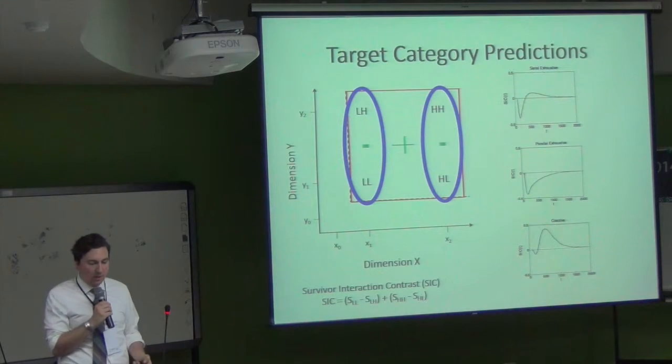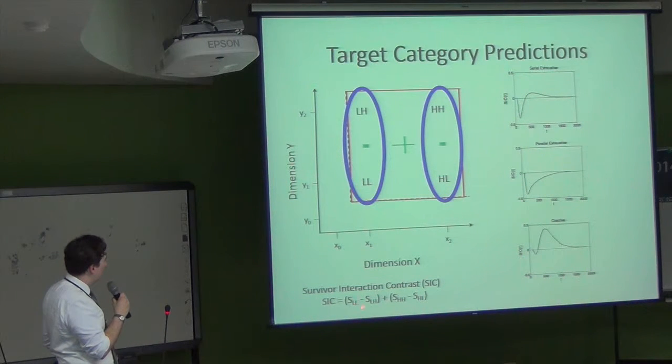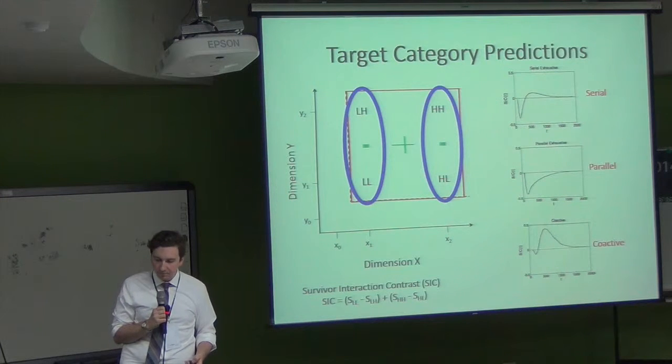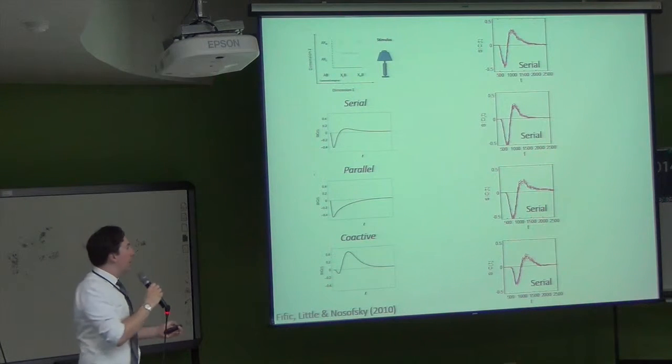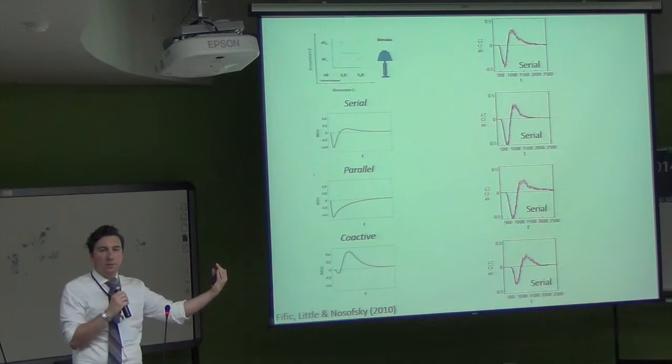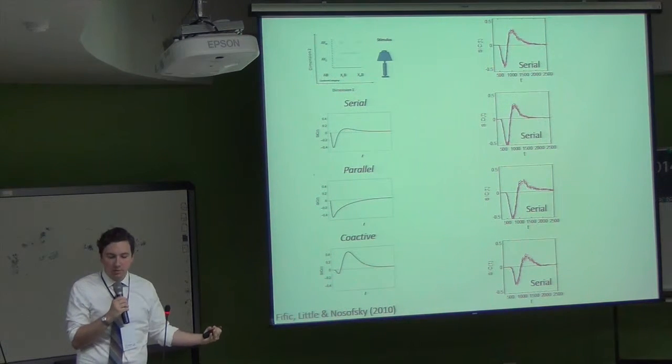And we compute the SIC by taking the sum of the differences between the survivor functions for those particular items that Mario explained. In this particular experiment, each one of these stimuli were shown to people one at a time, and they had to make a categorization response.